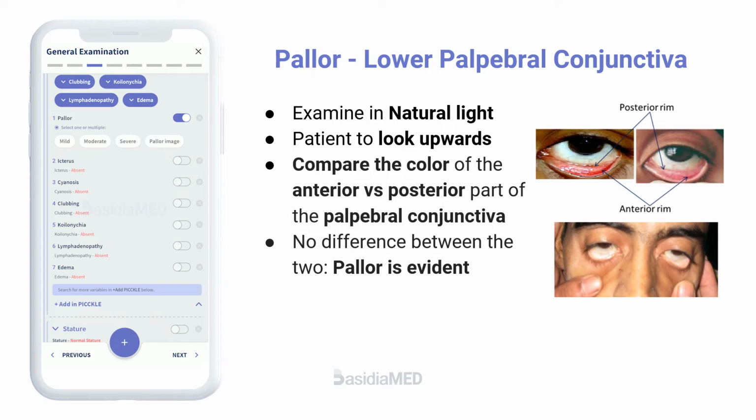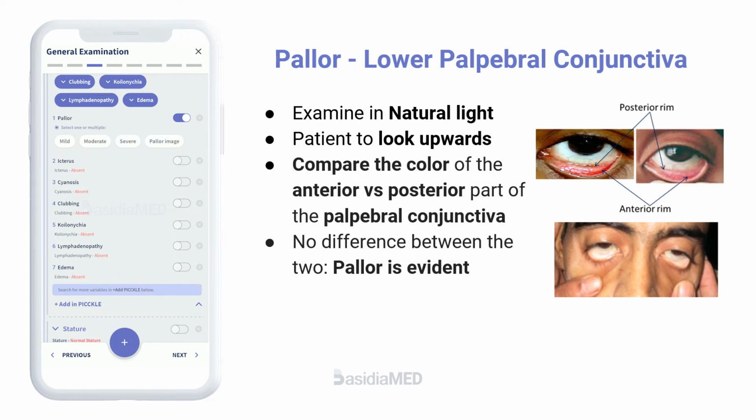Examine in natural light. Request the patient to look upwards. Pull the lower eyelid down and compare the color of the anterior part of the palpebral conjunctiva, which is attached to the inner surface of the eyelid, with the posterior part, where it reflects off the sclera. There is usually a marked difference between the distinctly red anterior and pearly white posterior parts. If this difference is not clear, then pallor is present.